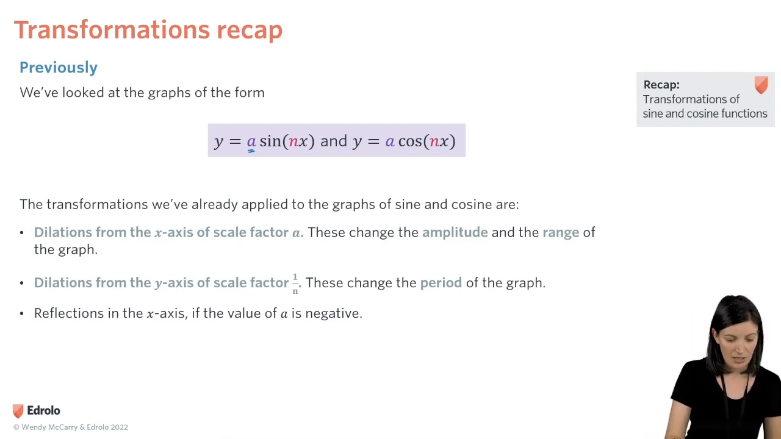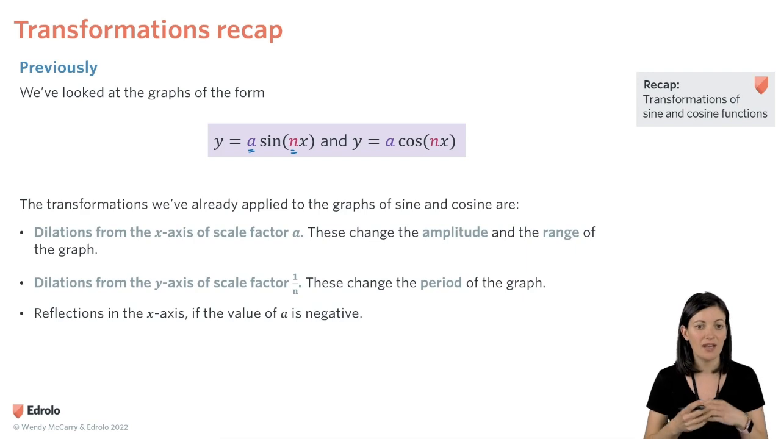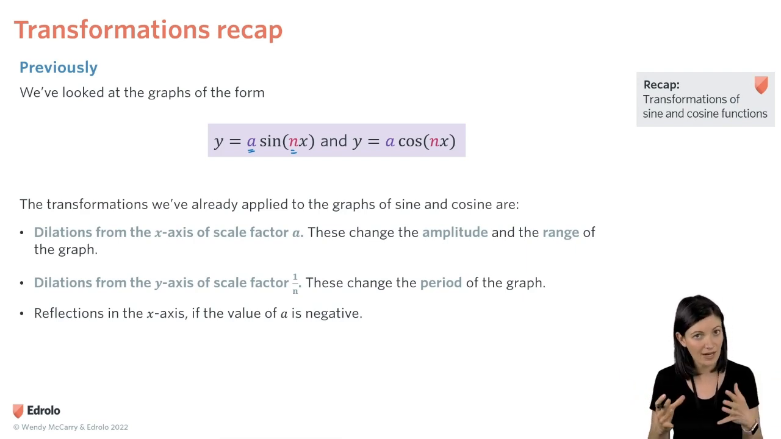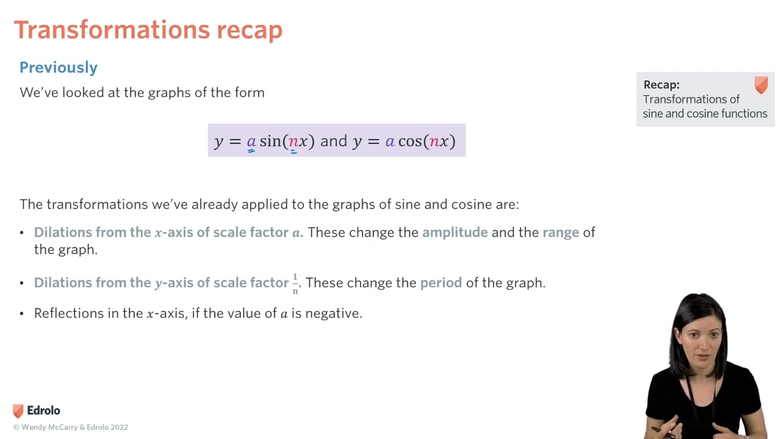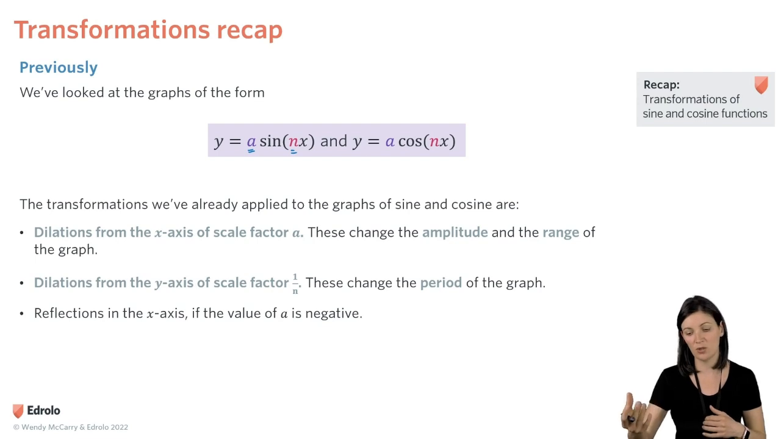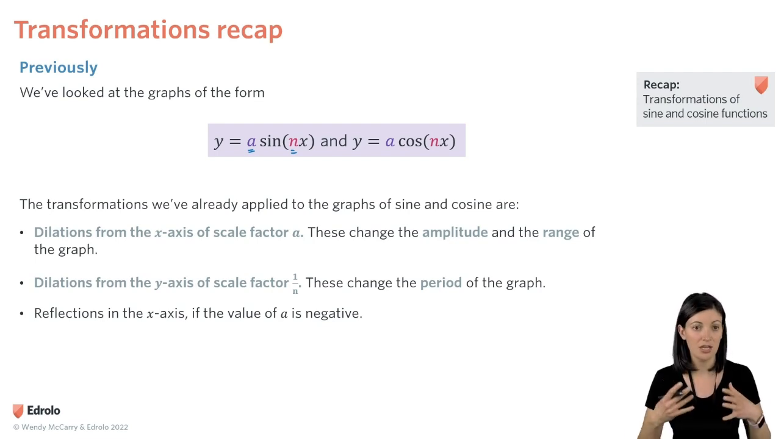Okay, then we looked at what happens to n. So this is the coefficient of x inside the brackets, and this is a dilation from the y-axis. And remember, it changes the period of the graph. Okay, so if you do need to go back to the lesson on transformations of sine and cosine functions to review those things before we start, I would encourage you to. But if you're ready to move on, we will do that now.